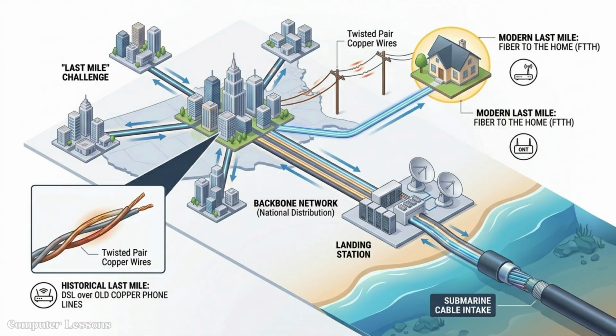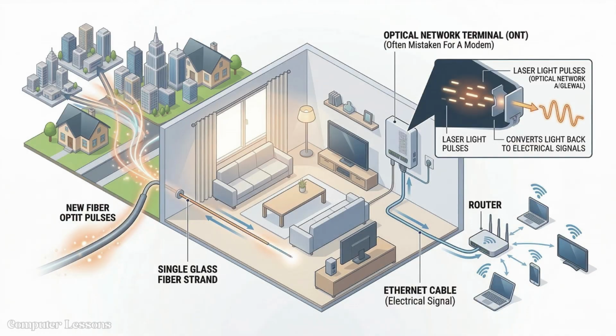For decades, we relied on old copper phone lines using DSL technology. Today, we are replacing copper with FTTH, or fiber to the home. This brings the glass strand directly into your living room. The device on your wall, often called a modem, is technically an ONT, or optical network terminal. It converts the incoming pulses of laser light back into the electrical signals your router understands.